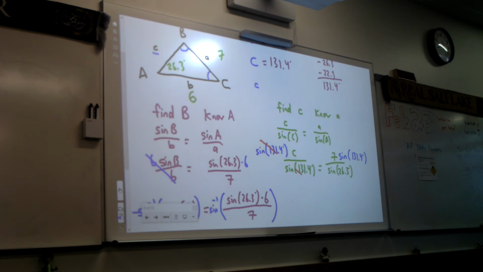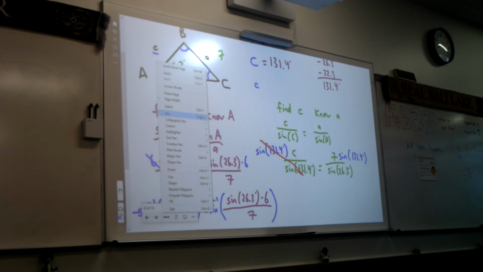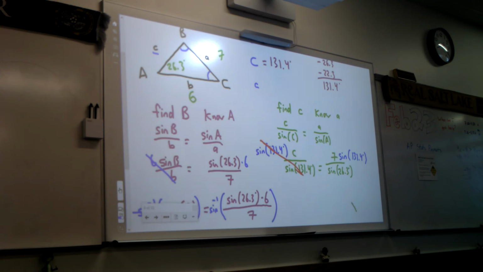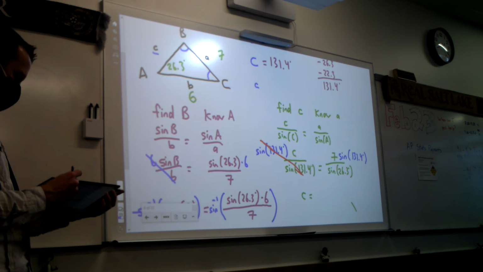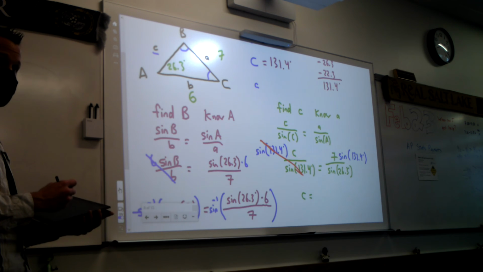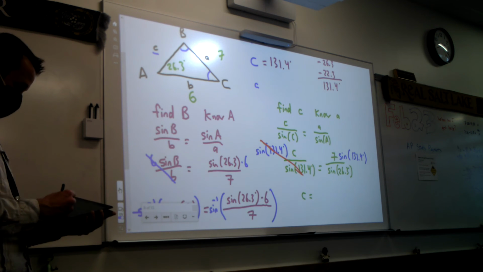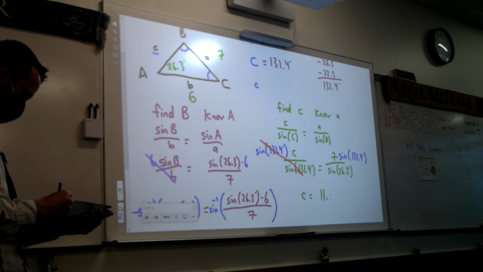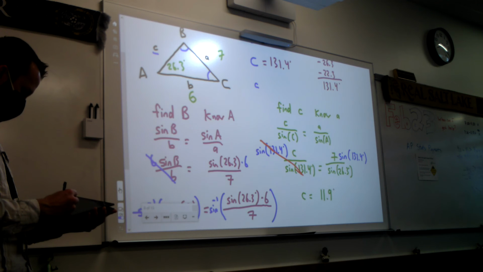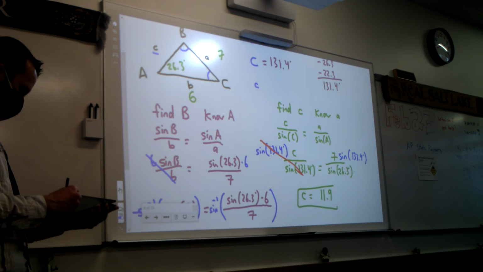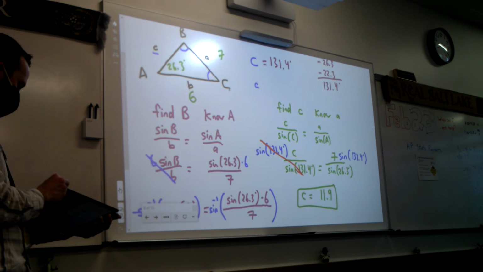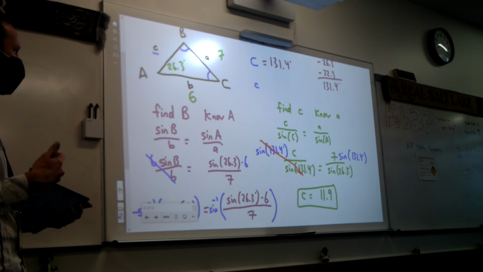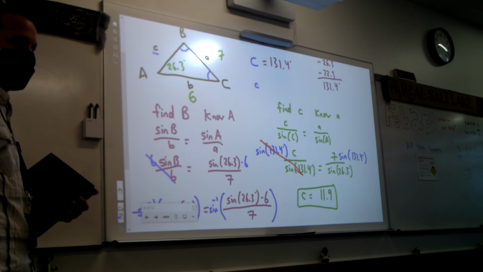Alright guys, I'm showing my work up top. Does this match what you did? What did you get for C? Sorry, say it again. 11.9. Do you guys agree? That seems to match our picture. C is our biggest angle, so therefore side C should be our biggest side, right?